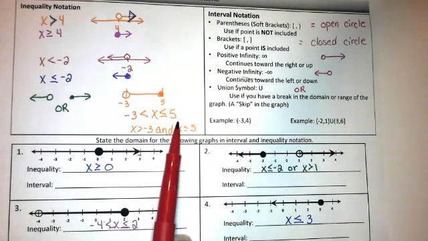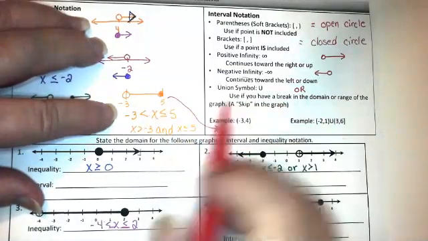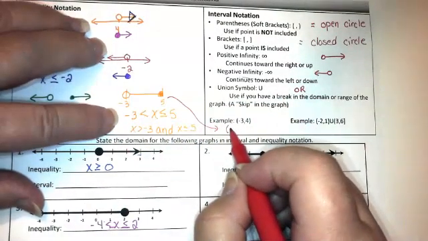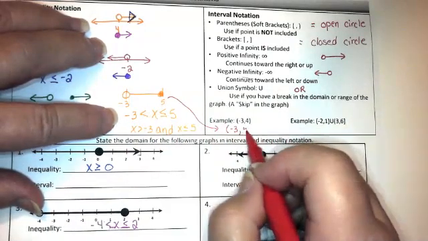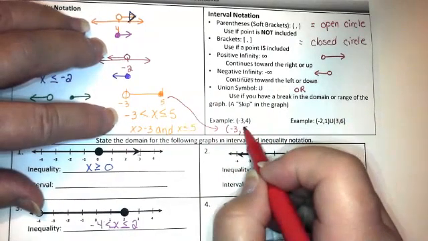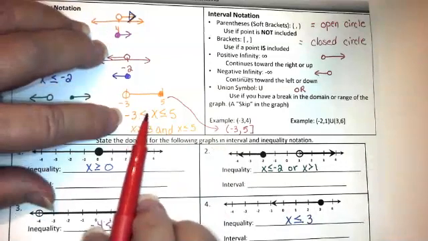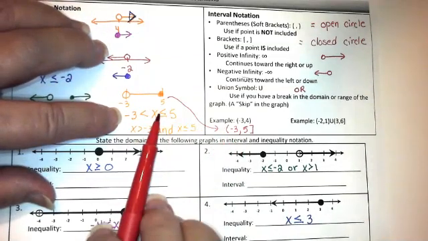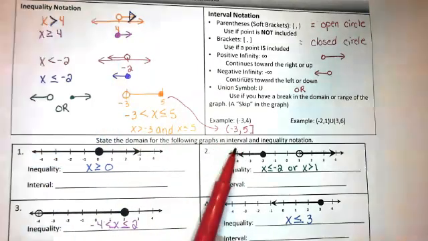-3, 4. So if I took this right here and wrote it in interval notation, I would do parentheses -3. Now 5 was my closing number, but it had a closed circle on it, so that would get a bracket. So this statement right here would be parentheses -3, 5 bracket. That means the exact same thing, just in a different notation.